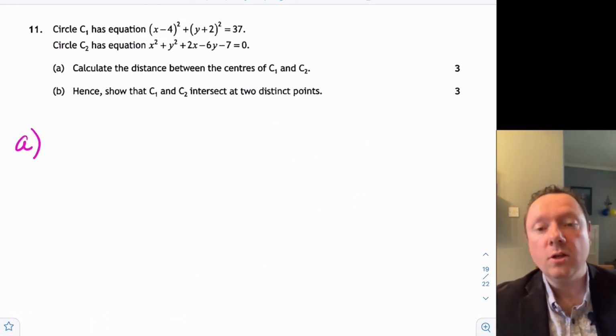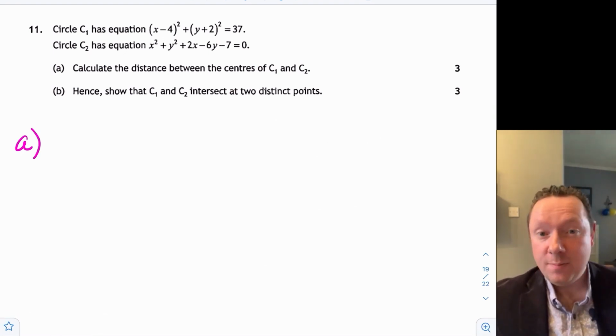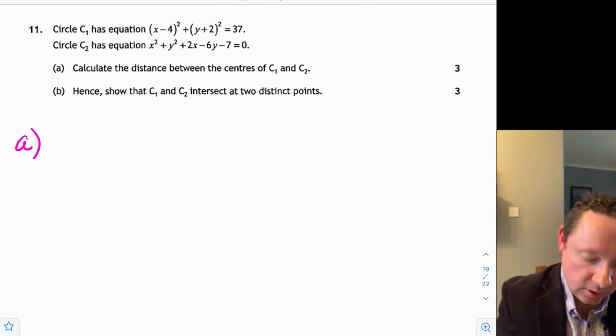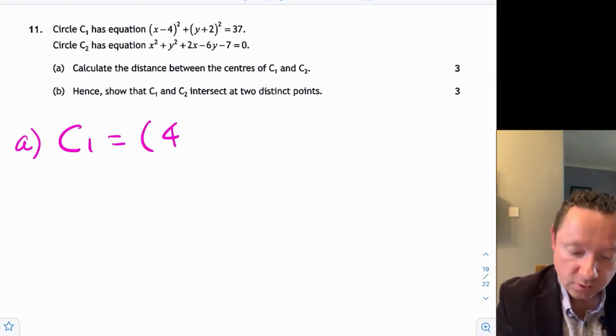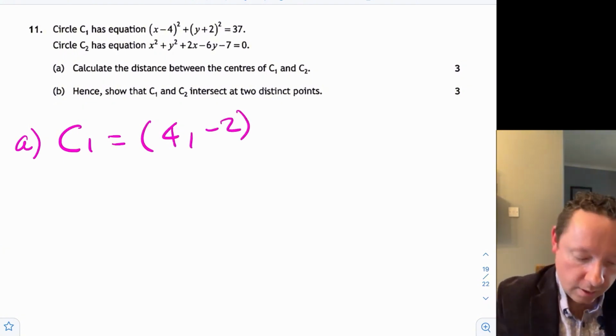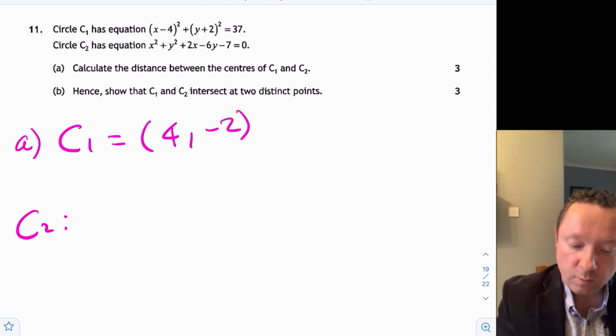Again, looking at the start of our exam paper, it tells us that it's (x minus a) squared plus (y minus b) squared equals 37. So the centre of C1 is just 4, the opposite of minus 4, and minus 2, the opposite of 2. For the centre of C2, if we examine C2 first of all, it is minus g, minus f, where that is 2g and 2f.